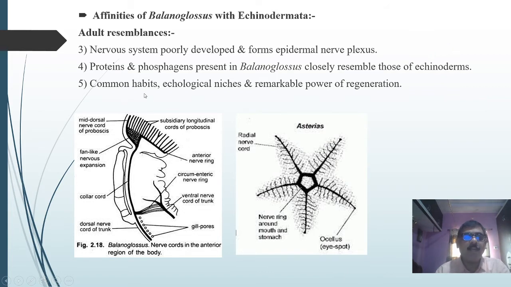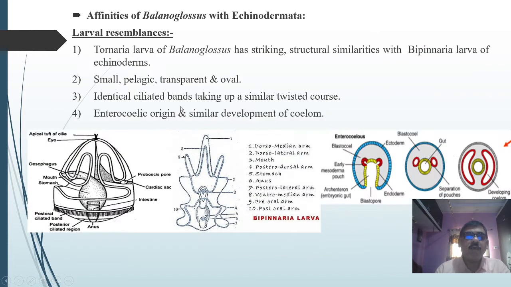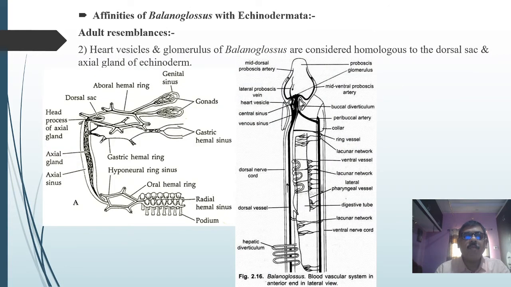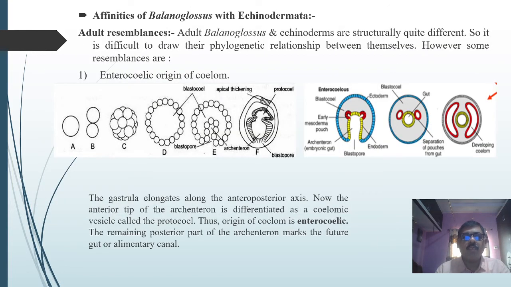And their common habit: both echinoderms as well as hemichordates, or Balanoglossus, are exclusively marine. Then their ecological niches, where they are found in marine water, are remarkable, and both have a great power of regeneration. These are the common similarities of Balanoglossus with Echinodermata. So we have discussed all these five similarities of Balanoglossus with Echinodermata.